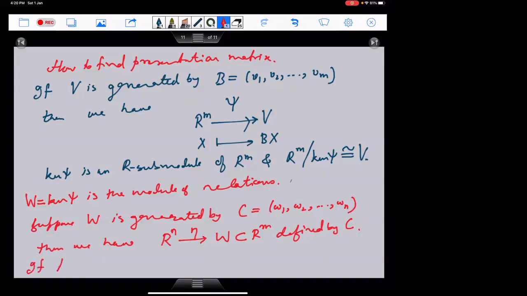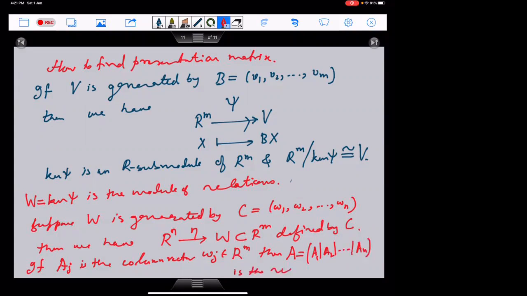If Aj is the column vector Wj in Rm, then A1, then A2, like this, An is the presentation matrix. This is what I mean. This is the image of Ej, which we are calling Wj. Okay. So that is what the starting point was. Image of Ej is Wj.